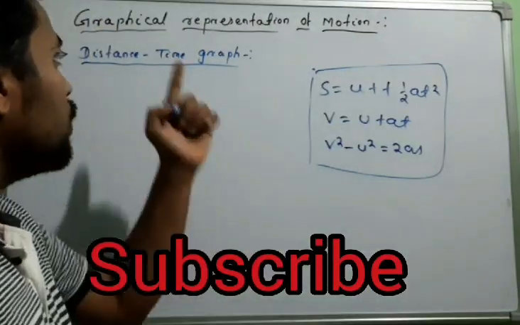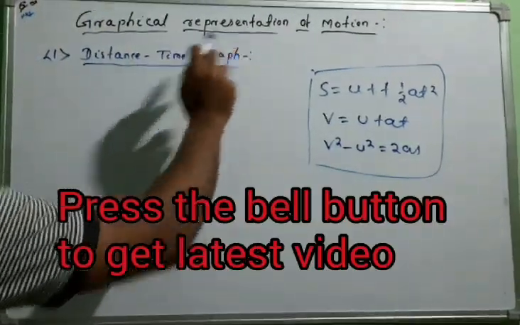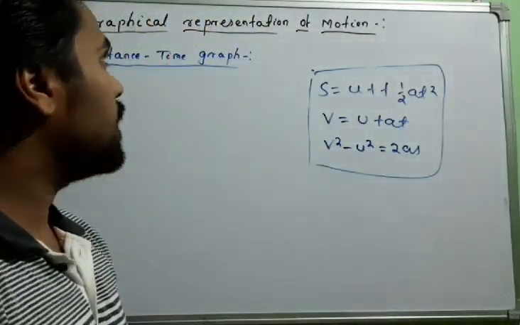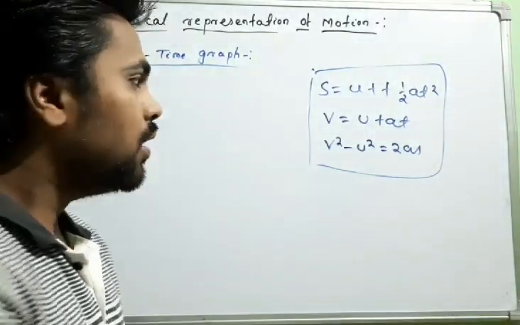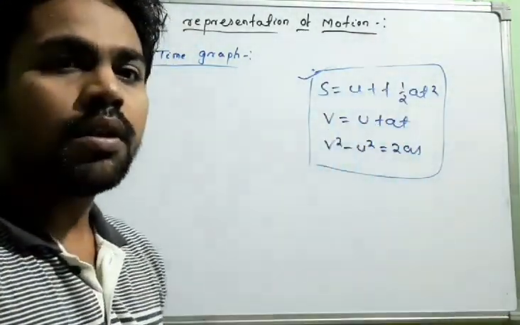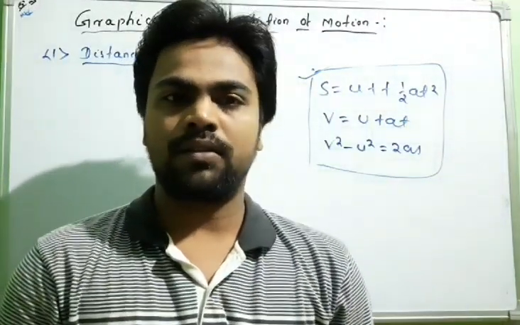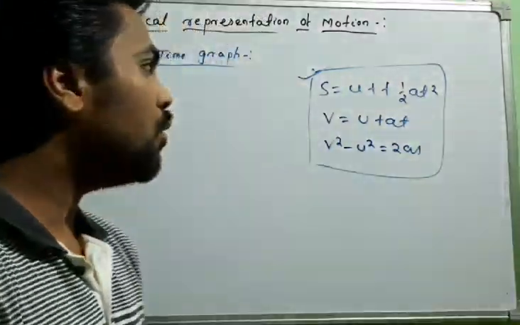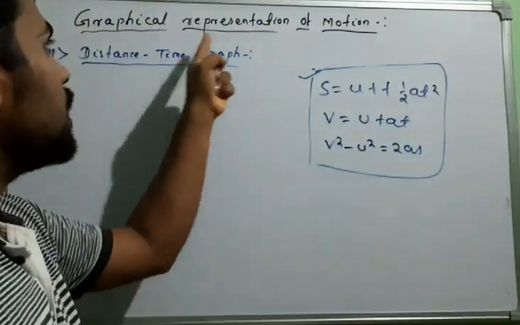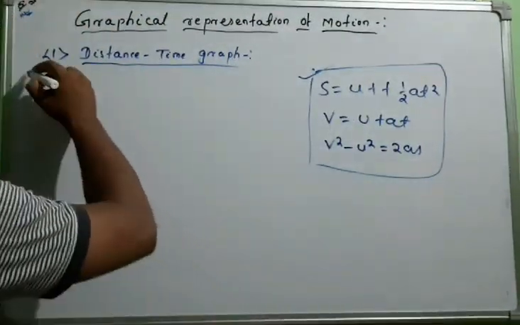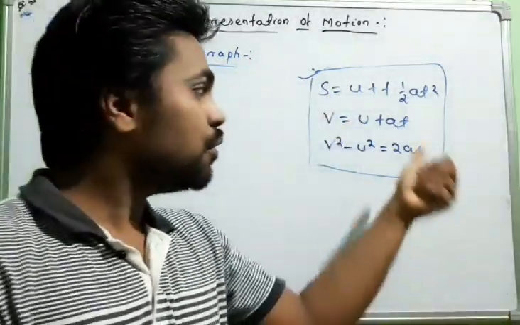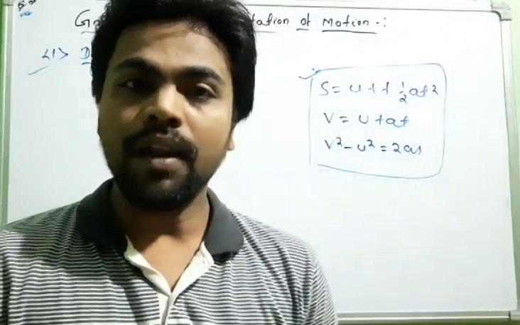In this class, we discuss graphical representation of motion. Why do we go to graphical representation? Because we can derive those three equations with the help of the graphical method also. Before deriving the equations by the graphical method, we have to know the graphical representation of many concepts. After getting those concepts, we will derive those equations with the help of the graphical method.